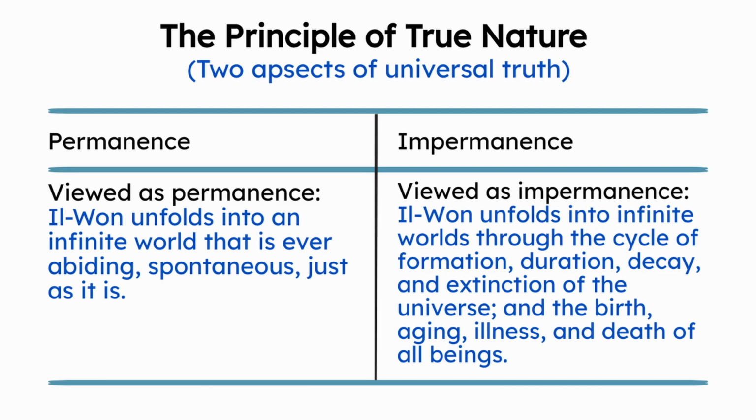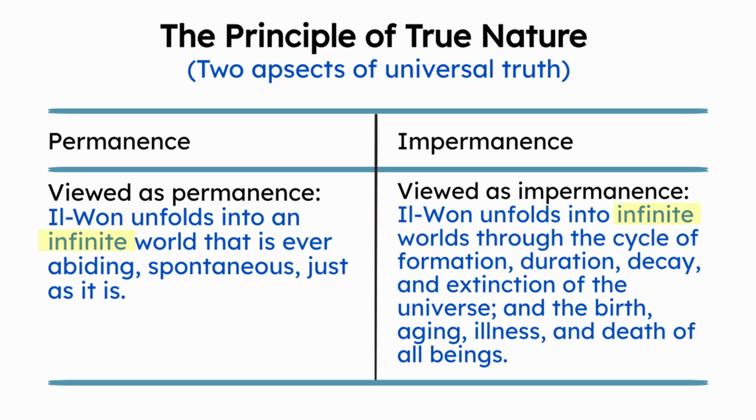In our sutra, Ilwan Sangbao says, viewed as permanence, Ilwan unfolds into an infinite world that is ever abiding, spontaneous, just as it is. Viewed as impermanence, Ilwan unfolds into infinite worlds through the cycle of formation, duration, decay, and extinction of the universe, and the birth, aging, illness, and death of all beings. At both sides of permanent and impermanent, there is the word infinite.